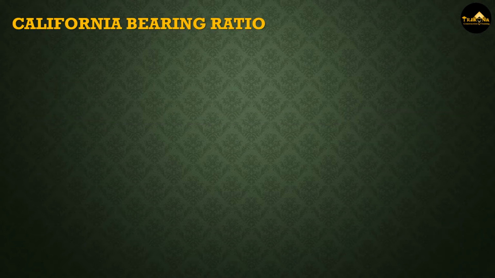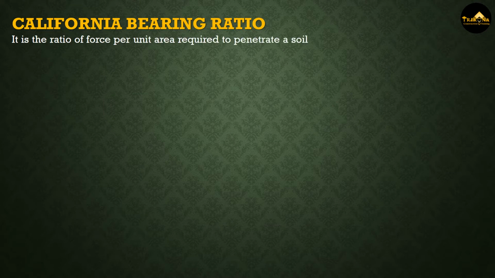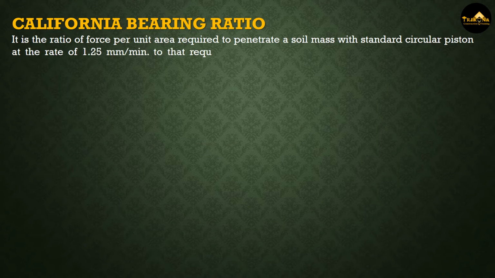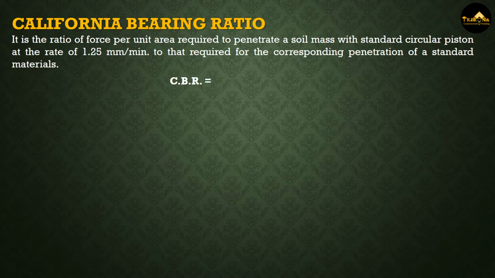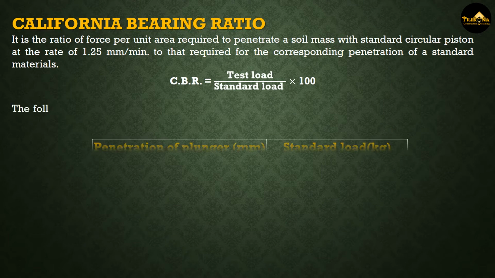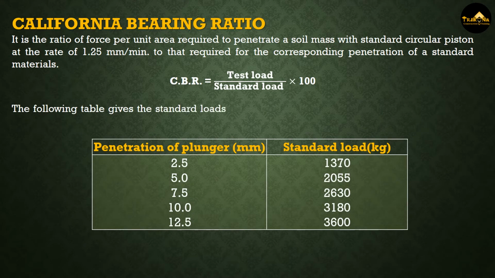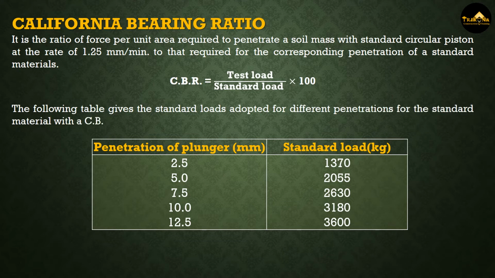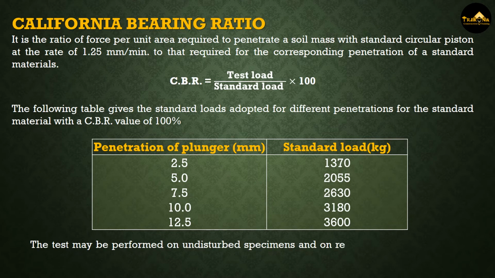California Bearing Ratio. It is the ratio of force per unit area required to penetrate a soil mass with a standard circular piston at the rate of 1.25 mm per minute to that required for the corresponding penetration of a standard material. CBR equals test load divided by standard load into 100. The following table gives the standard loads adopted for different penetrations for the standard material with a CBR value of 100%. The test may be performed on undisturbed specimens and on remolded specimens, which may be compacted either statically or dynamically.